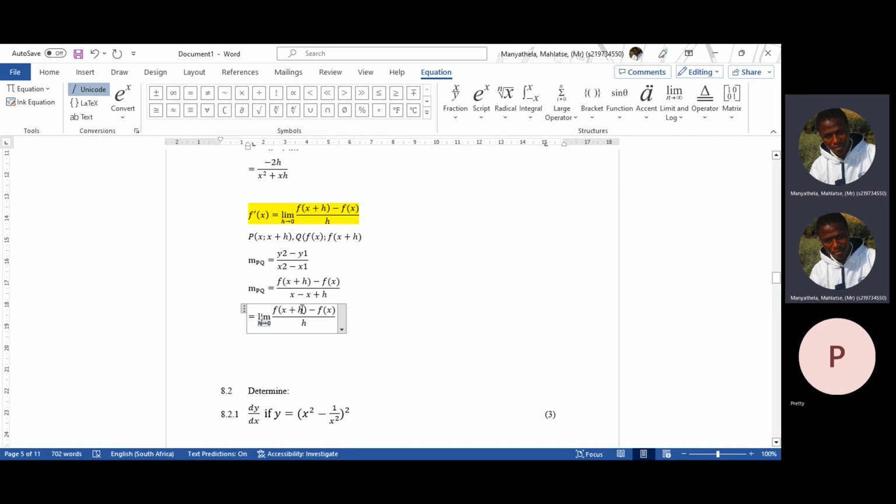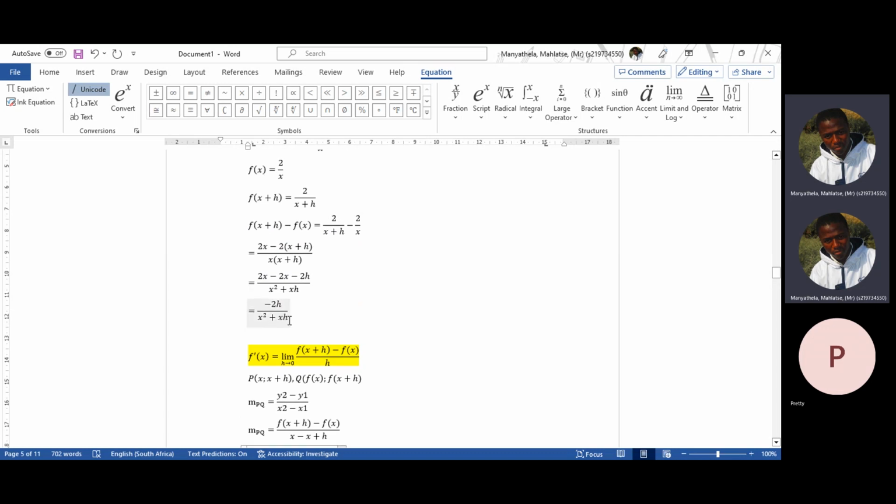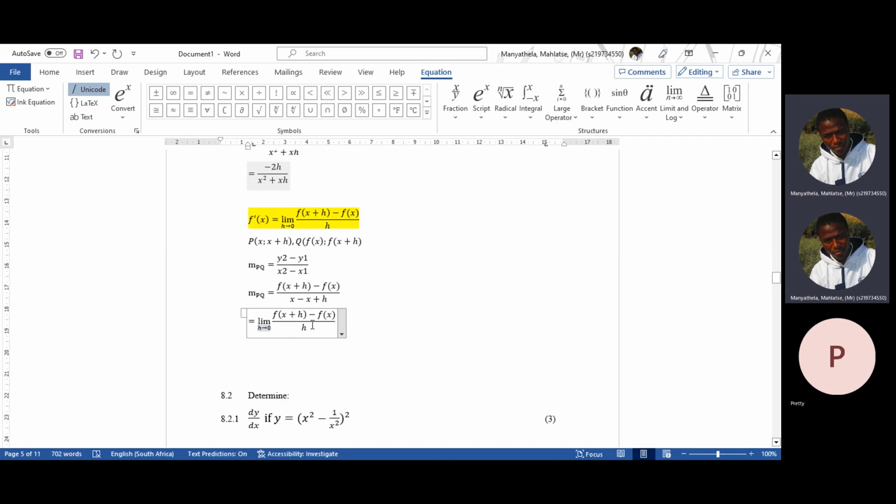So it's the limit of the function of f of x plus h subtract f of x over h. And this is our f of x plus h minus f of x, right? Meaning that we are going to substitute it here, because we already know what is f of x plus h minus f of x.